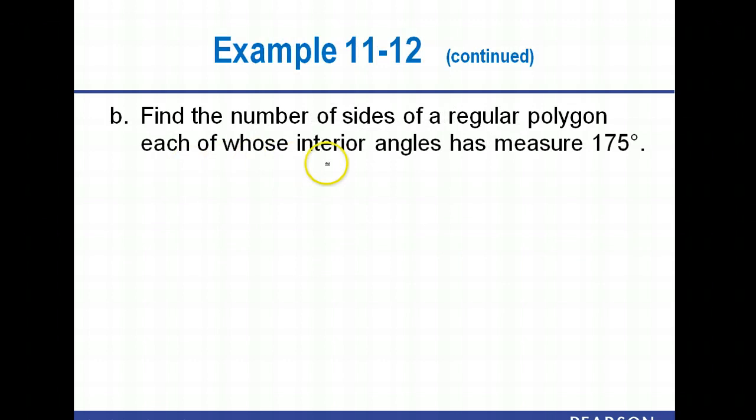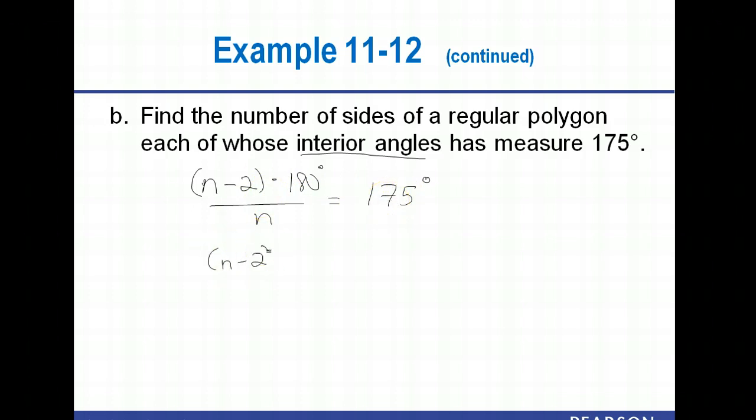Okay, let's find the number of sides of a regular polygon, each of whose interior angles has a measure of 175 degrees. Okay, so we know that each of the interior angles has a measure of 175 degrees. Well, don't we know, remember, that each interior angle will measure a degree measurement given by this formula, right? Whatever this will be. Don't we know that that's 175 degrees? Yes, that's what we're told. Each interior angle has a measure of 175 degrees. I can then set my formula for the measure of each interior angle to 175 and solve, right?